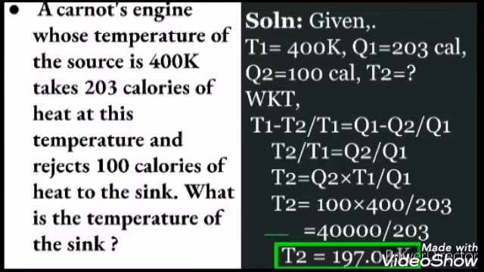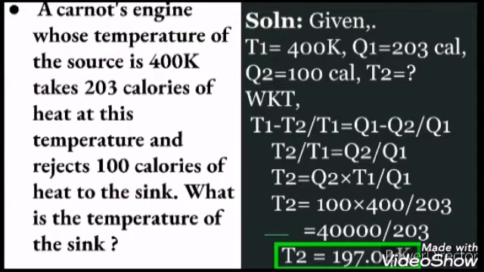Hence, we have to note down the given values. T1 is 400 Kelvin, Q1 is 203 calories, Q2 is 100 calories, but we don't know T2 and we have to find out T2. We know the formula for efficiency in terms of temperature and in terms of heat, that is T1 minus T2 by T1 and Q1 minus Q2 by Q1 respectively.